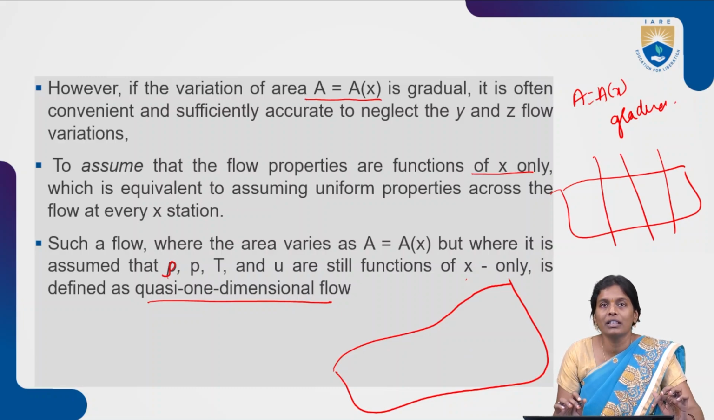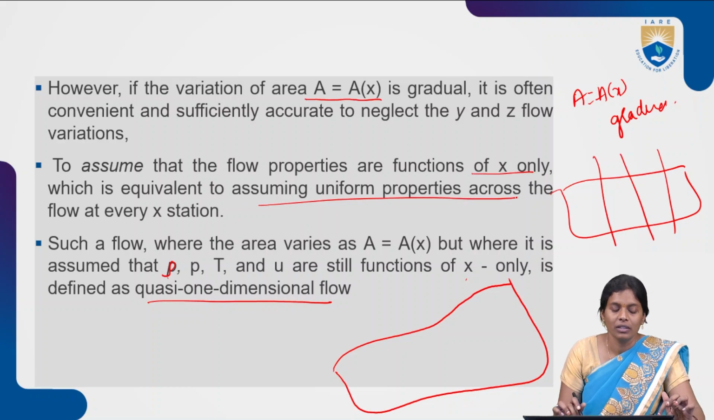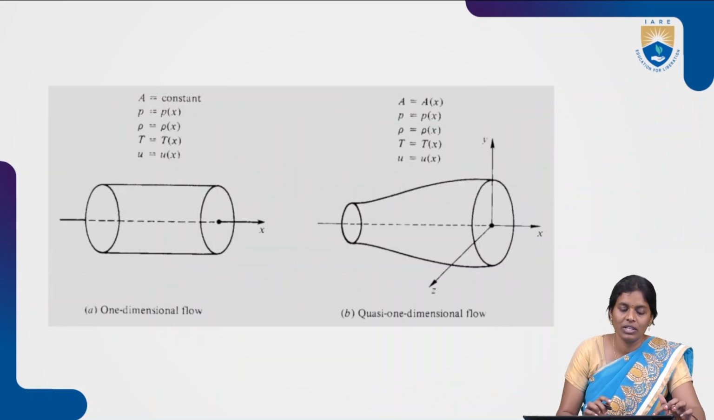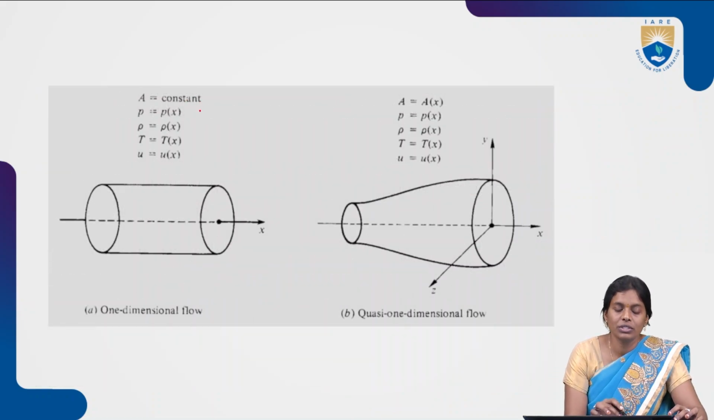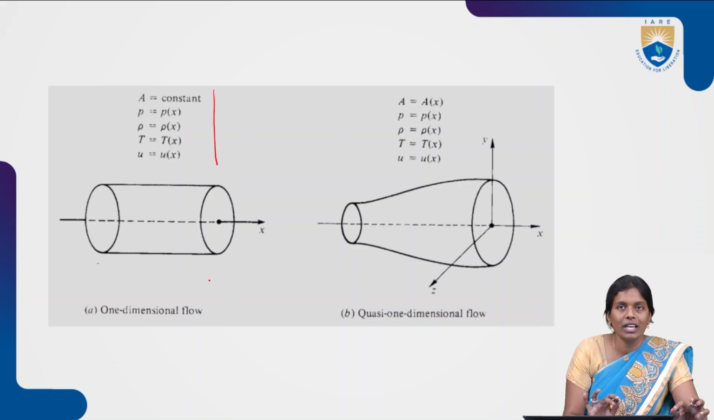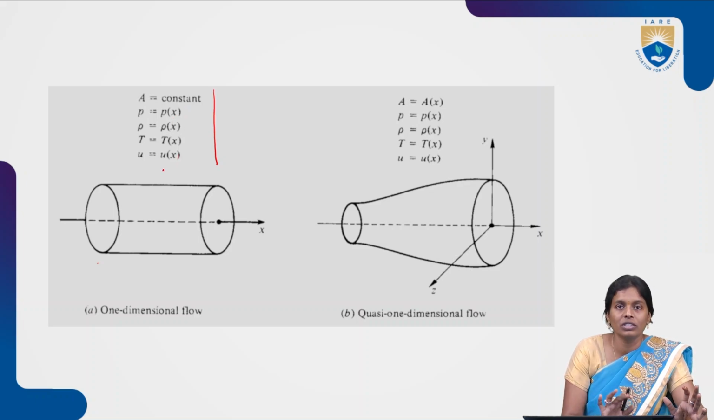We are assuming that at every X section we will have uniform properties. Such a flow we will call a quasi one-dimensional flow. You can see here A equal to constant, P equal to P of X, rho of X, T equal to T of X, and the area is constant. So in one-dimensional flow there won't be any change, and with respect to that, the flow properties are also a function of X only.